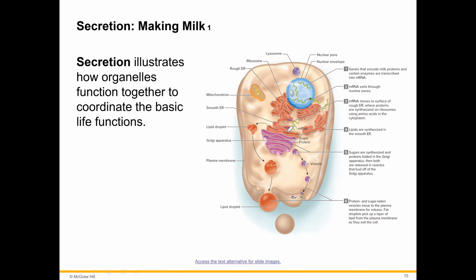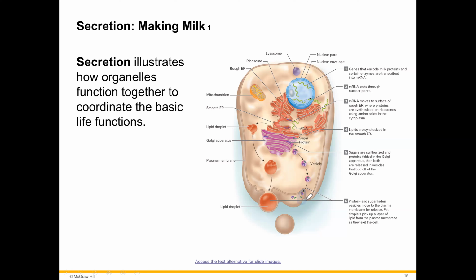Then lipids are synthesized in the smooth ER, so this organelle is called smooth ER. Sugars are also synthesized inside the smooth ER. Then proteins and sugars move to the Golgi apparatus. From the Golgi apparatus, the secretory vesicles are formed. They move toward the plasma membrane and are secreted.